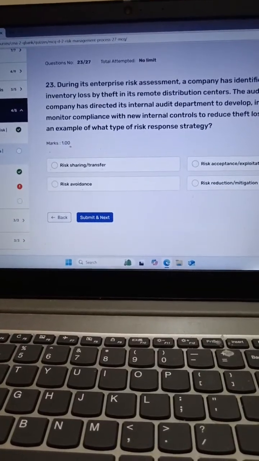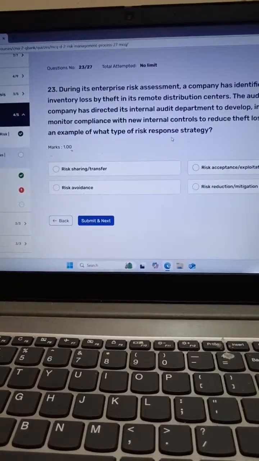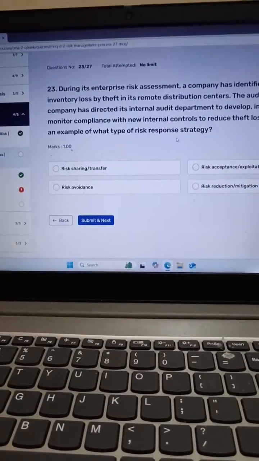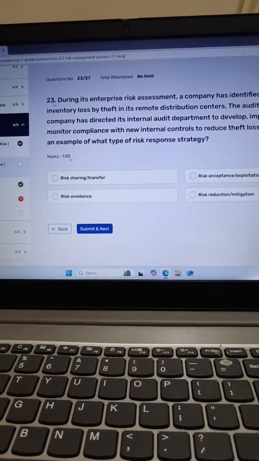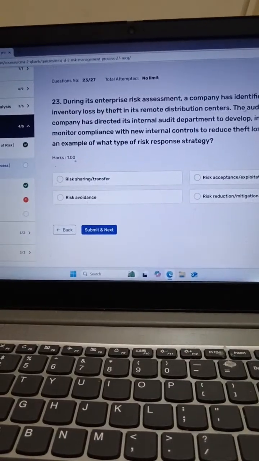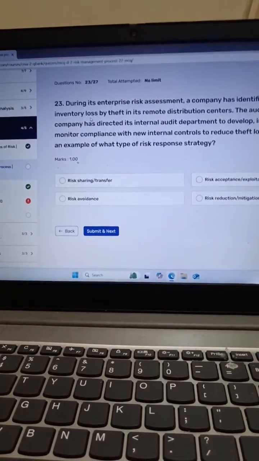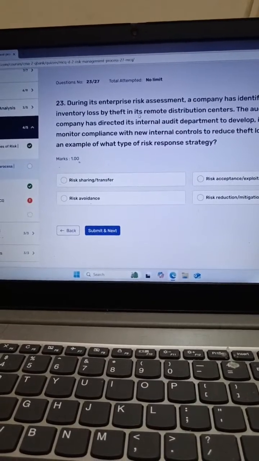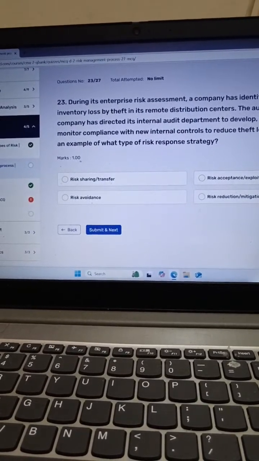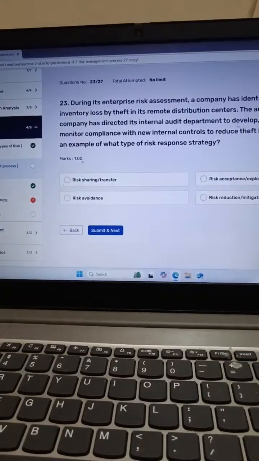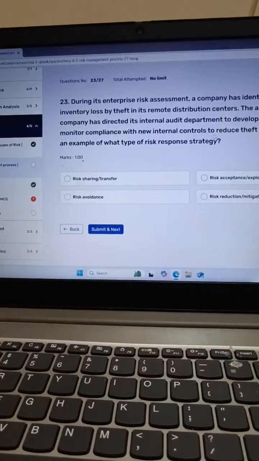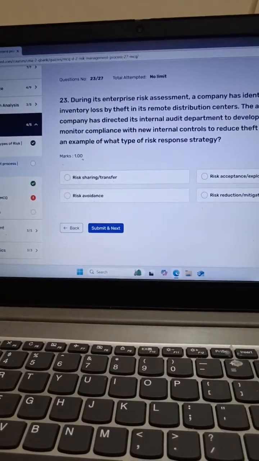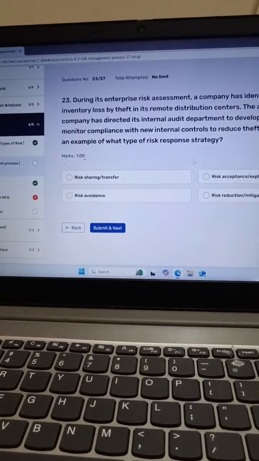Question number 23. What is this question exactly asking? This action is an example of what type of risk? Again, this is a type of risk we need to identify. This hopefully should be the simple answer. During the enterprise risk assessment, the company has identified the risks of inventory losses by theft at a remote distribution center. The audit committee of the company has directed its internal audit department to develop, implement, and monitor compliance with the internal control to reduce the theft or losses. This action is an example of what?